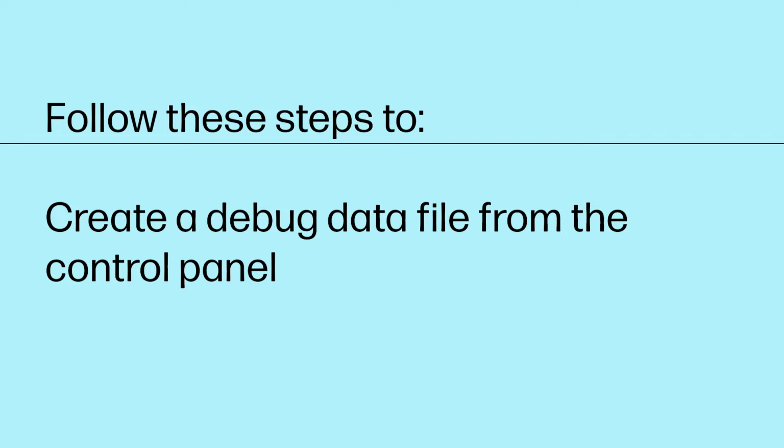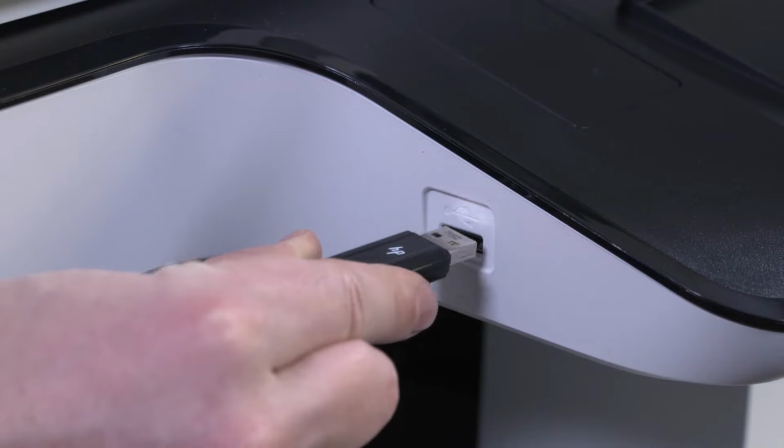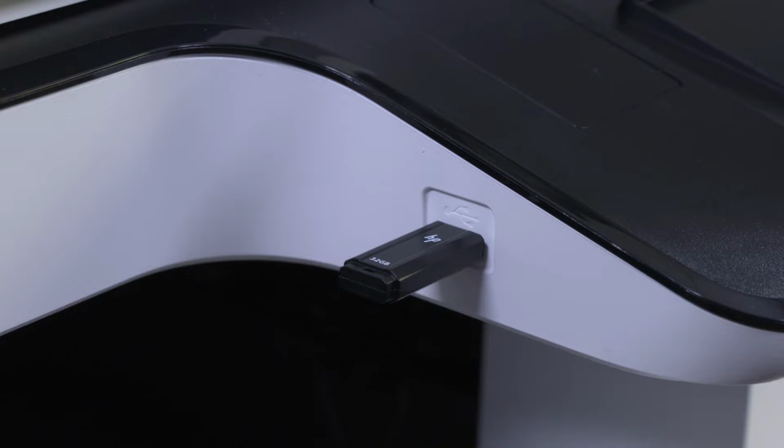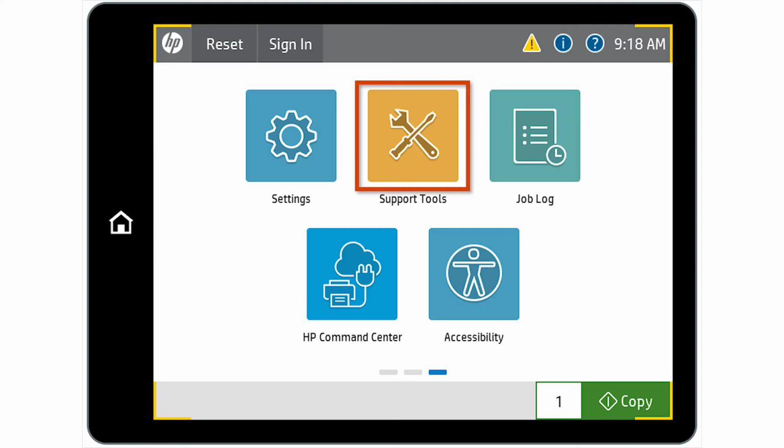To create a debug file from the printer control panel, make sure the printer is in a ready state, that you have access to the troubleshooting menu, and that you have a USB drive available. If the printer is in an error state, use the pre-boot menu method. Insert a USB drive into the port on the front of the printer. Open the Support Tools menu.